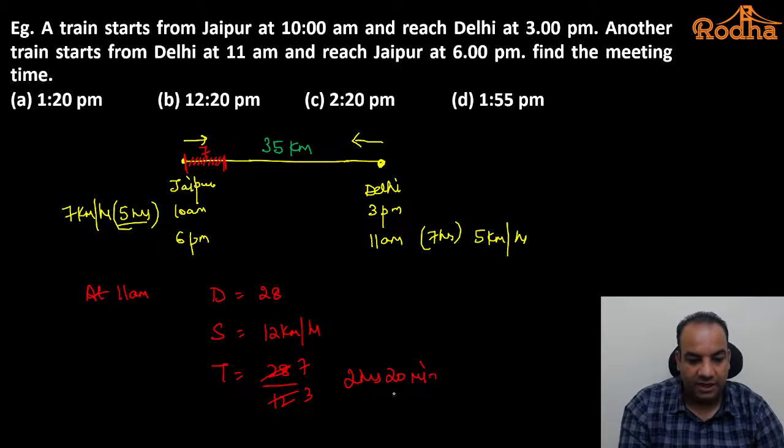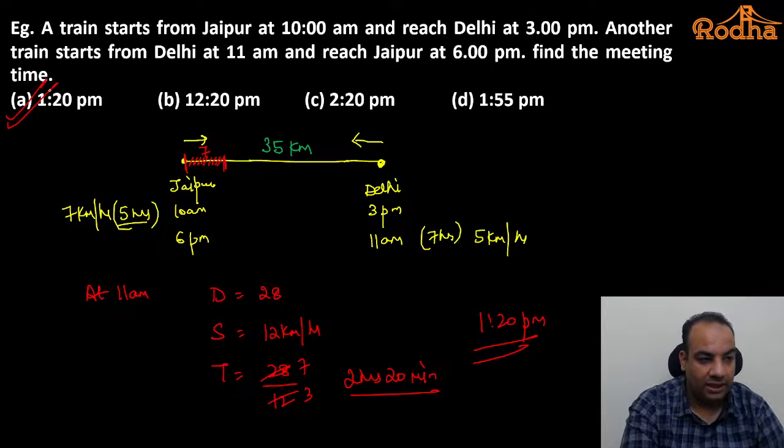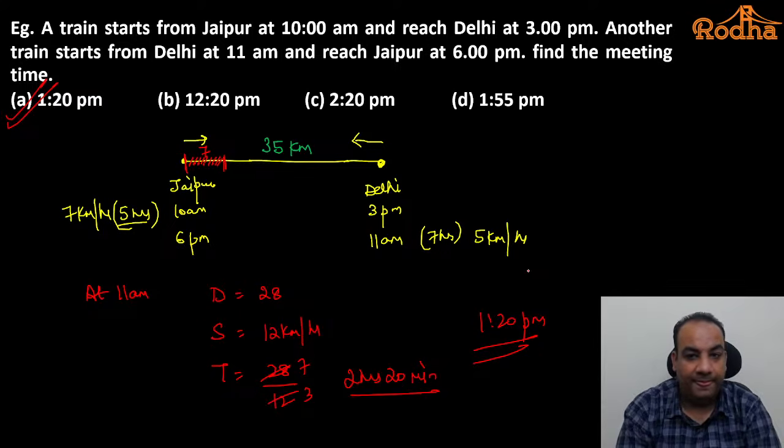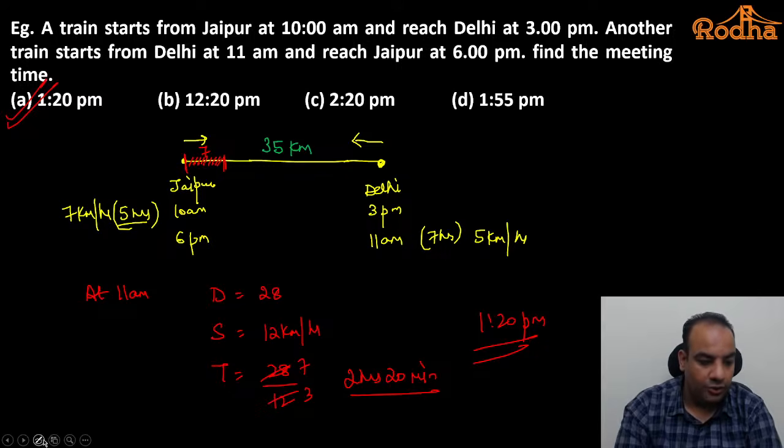2 hours 20 minutes will be added to 11 AM. 11 AM में add करा, so that is 1:20. So answer is 1:20 PM. So at 1:20, they will meet. Is it okay to all?